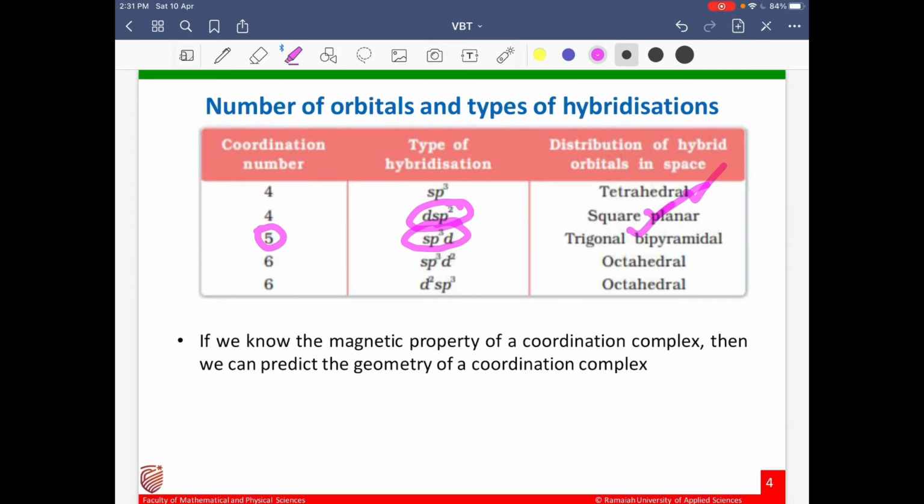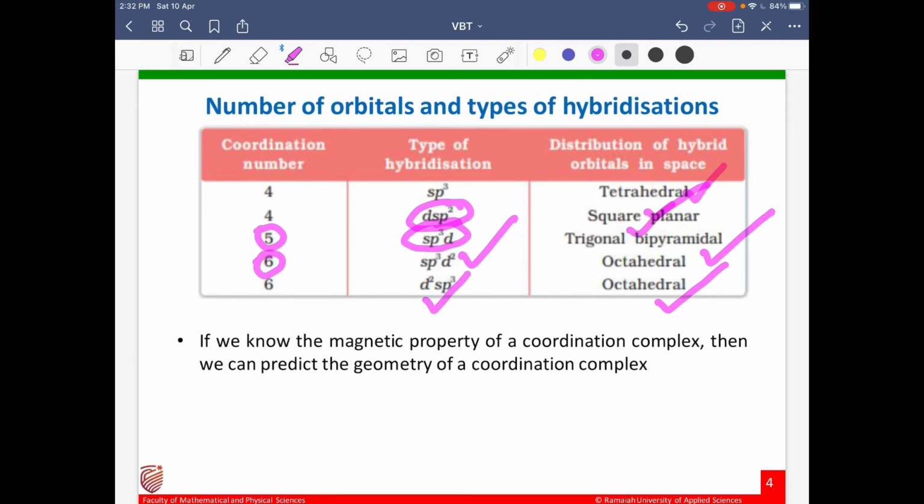then the distribution of hybrid orbitals in space, or the shape of the complex ion or complex molecule, will be trigonal bipyramidal. If the coordination number is 6 and the hybridization is sp3d2, then the shape will be octahedral. And if the type of hybridization is d2sp3, then also the shape of the hybrid orbitals, or distribution of the hybrid orbitals in space, is octahedral.